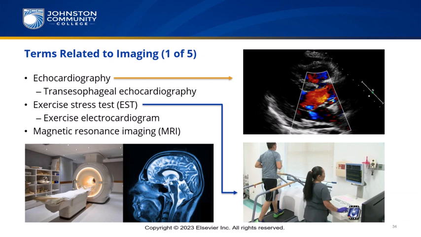First, we have echocardiography. Echo is our prefix for reverberation, and cardio means heart, and graphy is the process of recording. This is the use of ultrasonic waves directed through the heart to study the structure and motion of the heart. Transesophageal echocardiography, remember trans means through, images the heart through a transducer introduced into the esophagus.